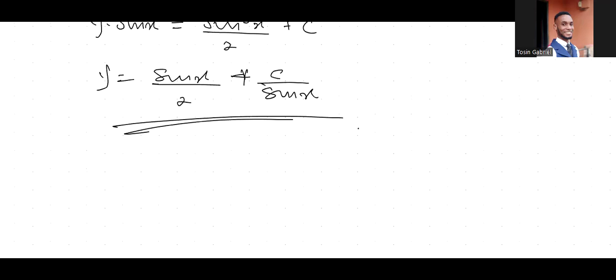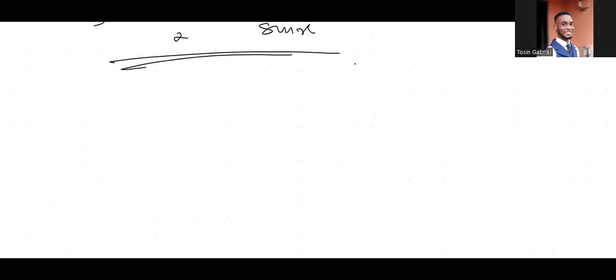Then you can divide both sides by sine x to have that y equals sine x over 2, plus c divided by sine x. So that is your answer. All right, that's good.